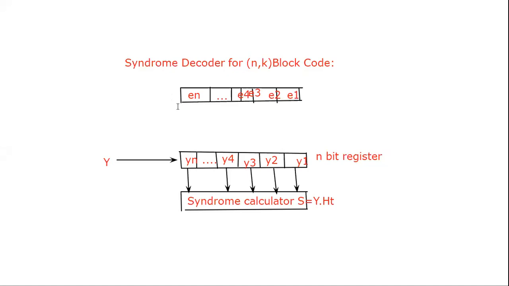Now after writing the error code vector, what is the way to get the correct code vector? What is the formula? X equals Y XOR E, the correct code vector or correct code word. X is equal to Y XOR E. That means XOR operation between Y and E. That means XOR operation between En and Yn, E4 and Y4, E3 and Y3, E2 and Y2, E1 and Y1.